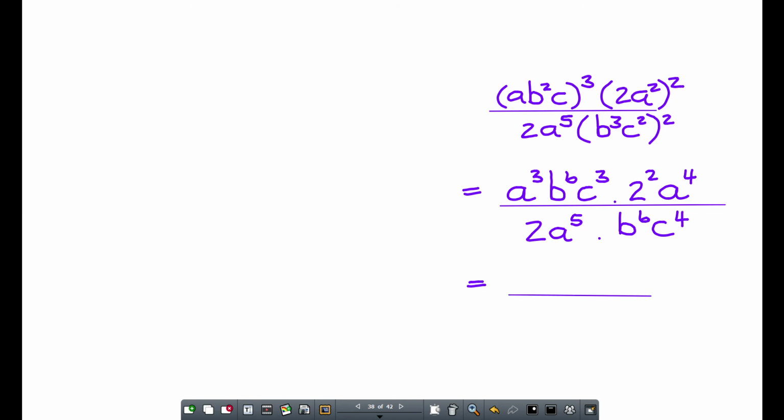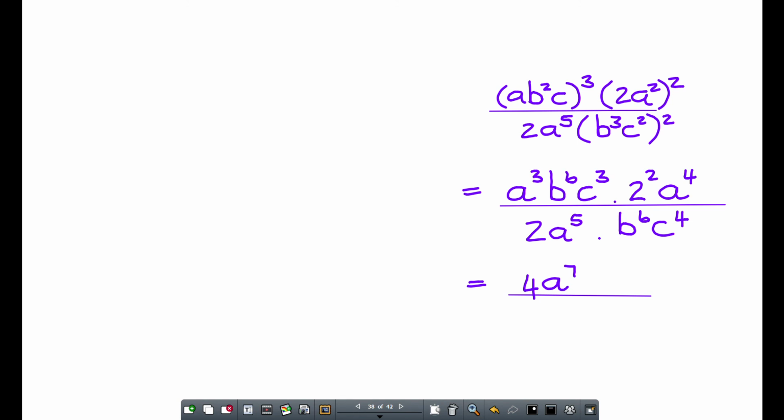Okay, so the numbers. 2 to the power of 2 will become 4. Okay, let's look at our a's. A to the power 3, a to the power 4. So what are we doing now? Multiplying. So what do I do with exponents? Add. So that will be a to the power of 7.